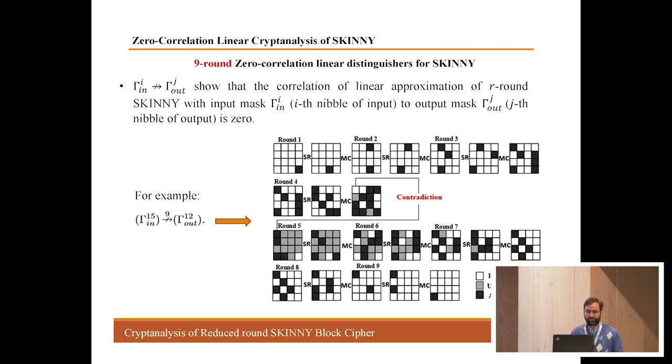For SKINNY, we can simply find a zero correlation characteristic. It's depicted here. If we have, for example, one cell active here, meaning a non-zero mask for the input, and another non-zero mask just for this cell, then it's not possible, because in the middle, if you look at the first cell here and here, from one direction the internal value of the mask should be zero, while here it should be non-zero. So we have a zero correlation characteristic for nine rounds. It's very straightforward to obtain this characteristic.